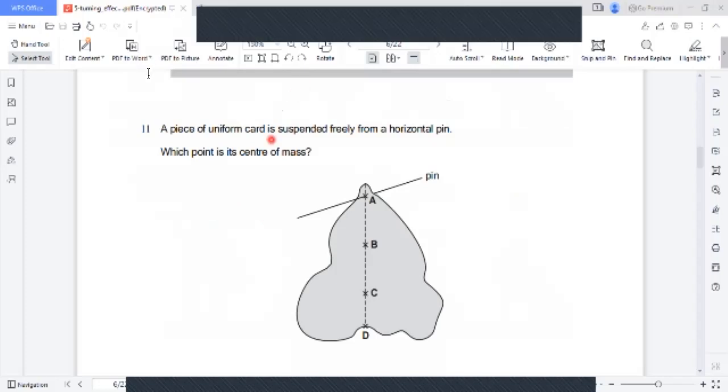A piece of uniform cord is suspended freely from a horizontal pin like this. This is a pin where the uniform cord is suspended. Which point is the center of mass? A is the center of mass, B is the center of mass, C is the center of mass, D is the center of mass.